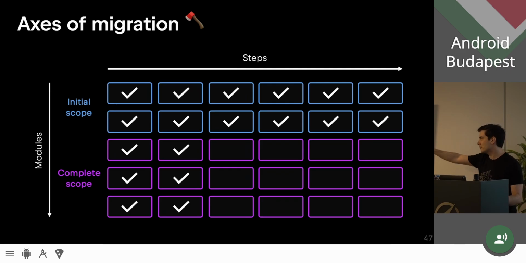So you can go really hard on single modules, or if you have all the time in the world, you can just go step by step and migrate the entire app, and one day the entire thing becomes KMP all at once. But the reality is somewhere in between, probably.